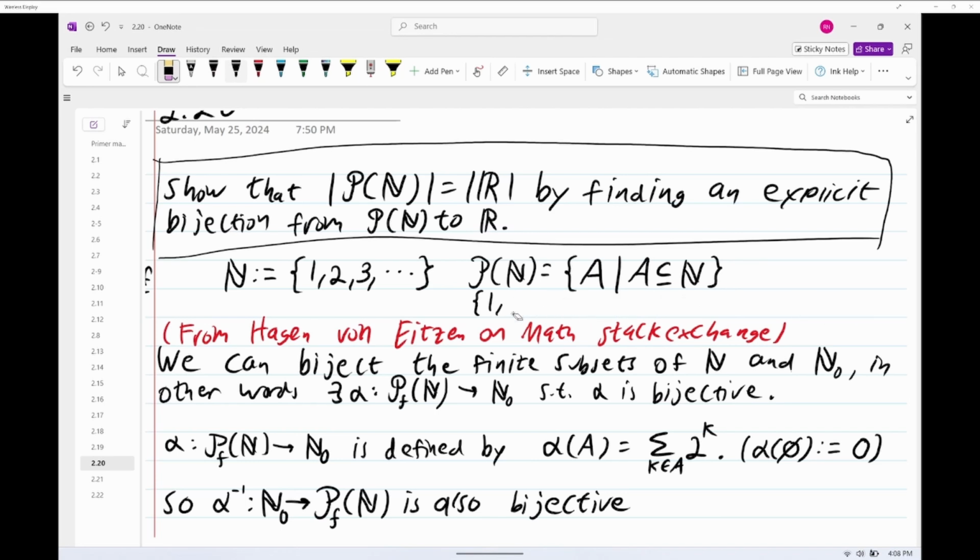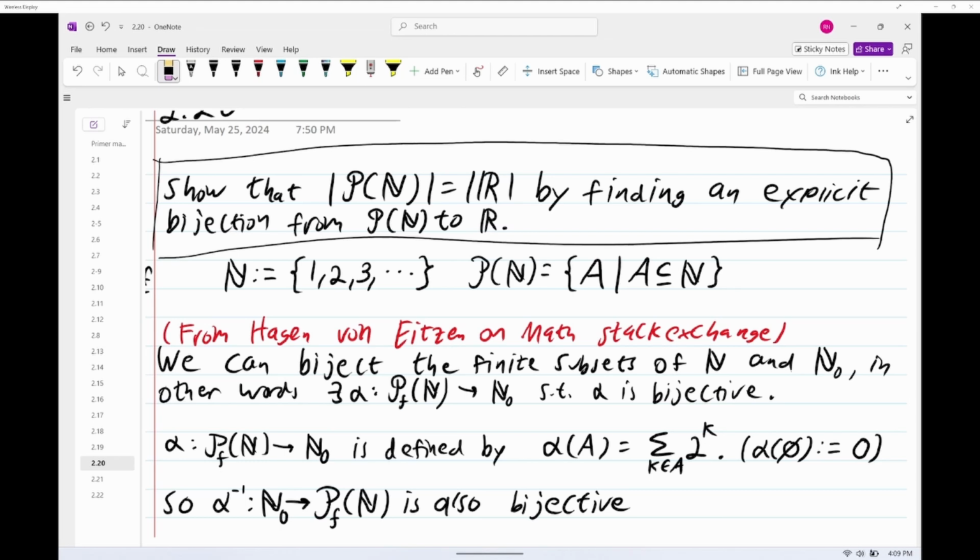Now, even I couldn't do this on my own. I just wanted to let you think about it for a time. I got it from Hagen von Eitzen, that's his username on Math Stack Exchange. He posted this solution to this question. Someone else asked this question in like 2016, and it's got like 3 answers, because finding an explicit bijection between the power set of N and R is obnoxious.